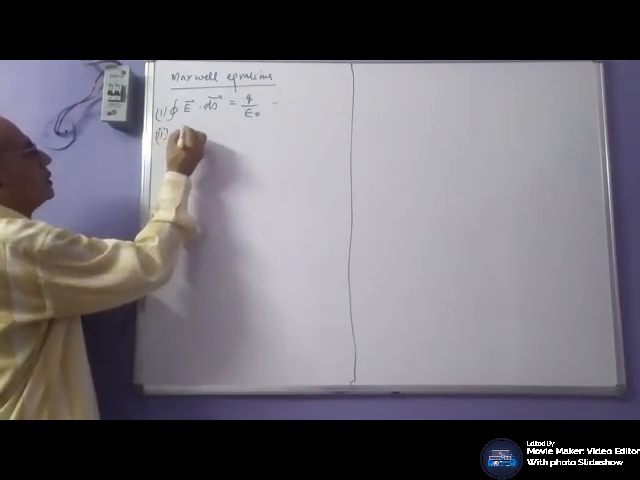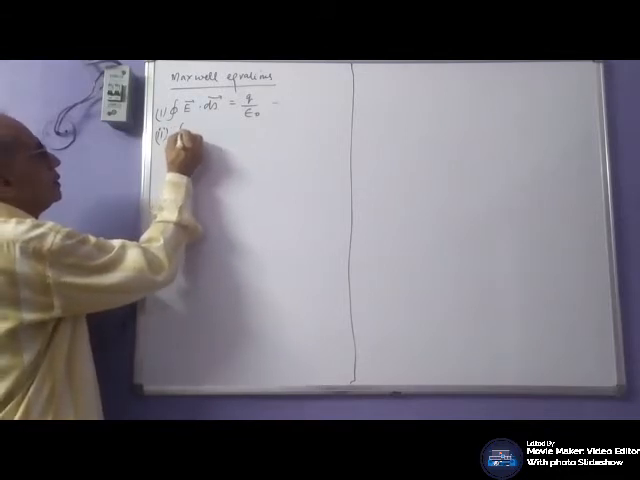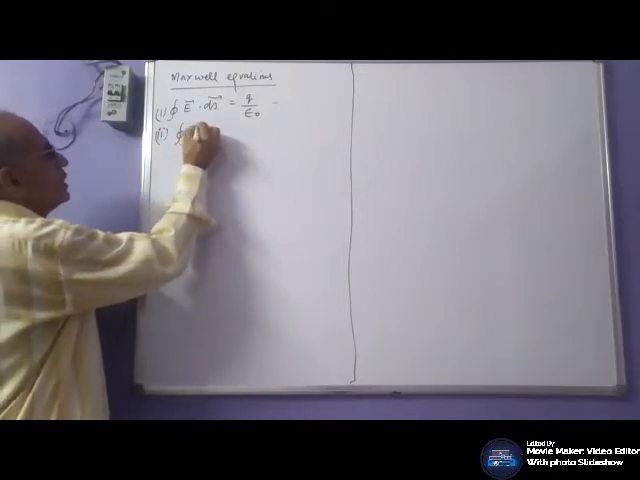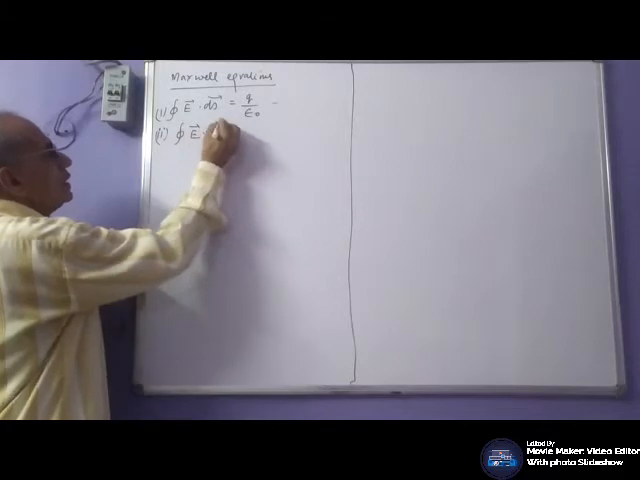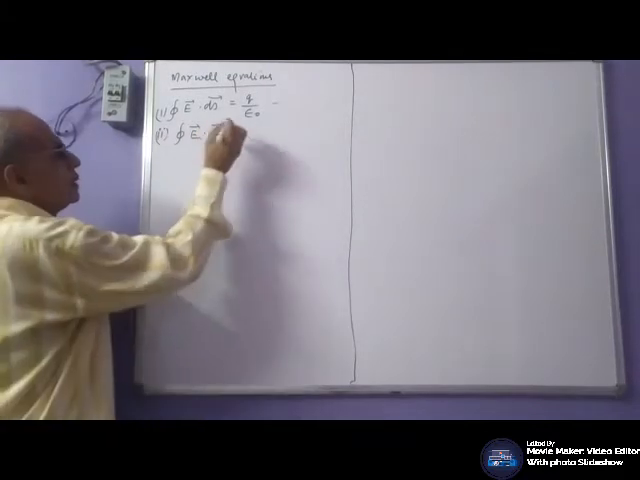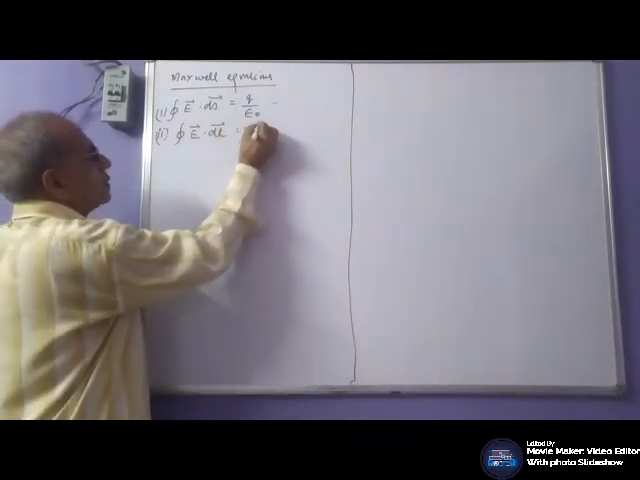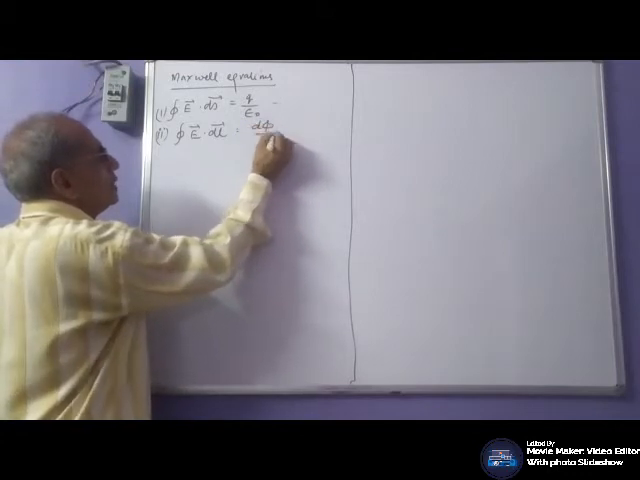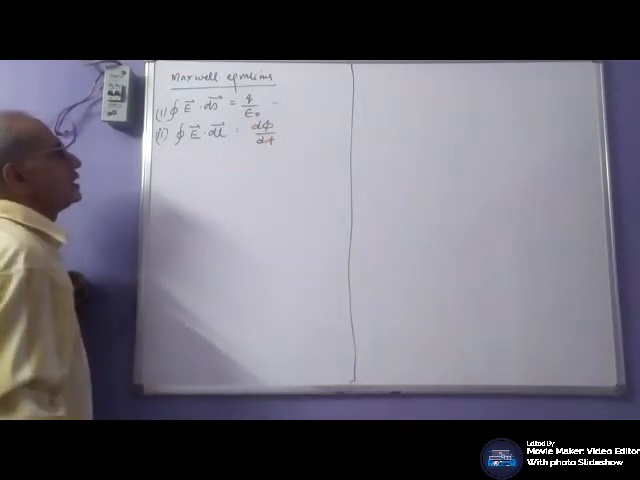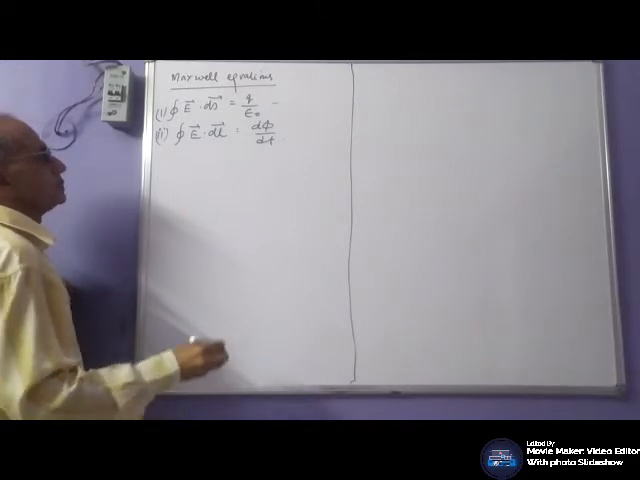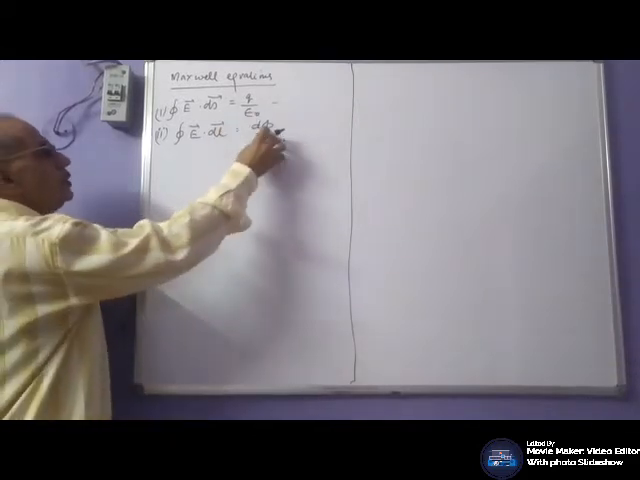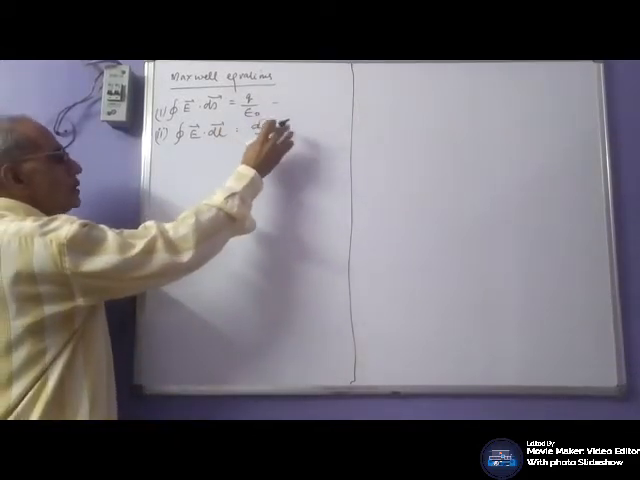Second: the line integral of electric field, E dot dl, equals minus d phi by dt, the rate of change in magnetic flux. Here V means potential difference, voltage.